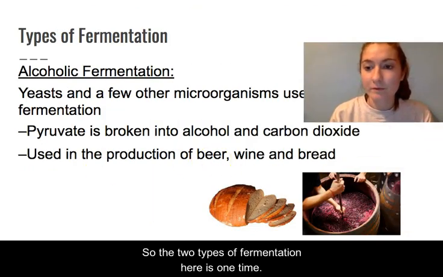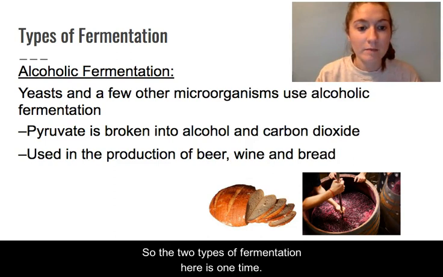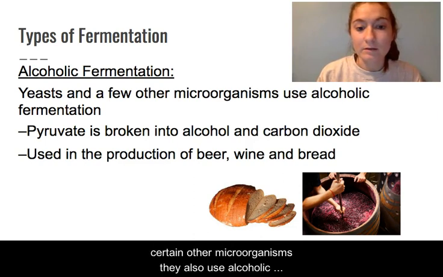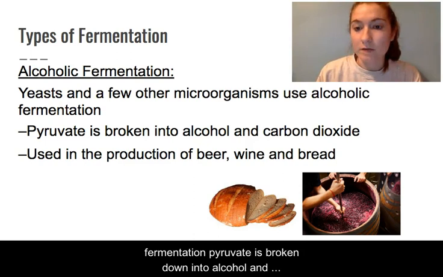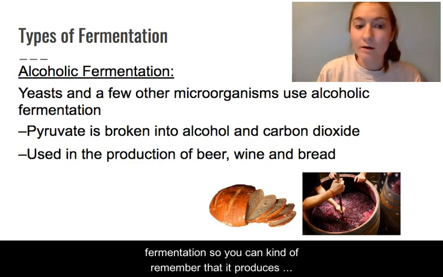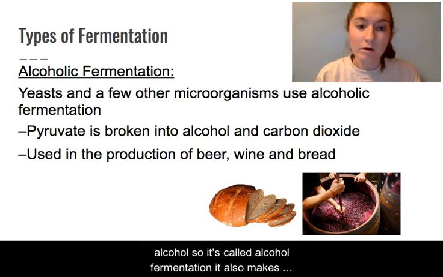So the two types of fermentation, here is one type. This is alcoholic fermentation. This occurs in certain yeasts and certain other microorganisms. They also use alcoholic fermentation. So the pyruvate is broken down into alcohol and carbon dioxide. So that's why it's called alcoholic fermentation. So you can kind of remember that it produces alcohol, so it's called alcoholic fermentation.